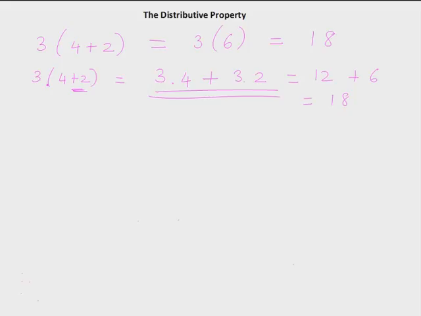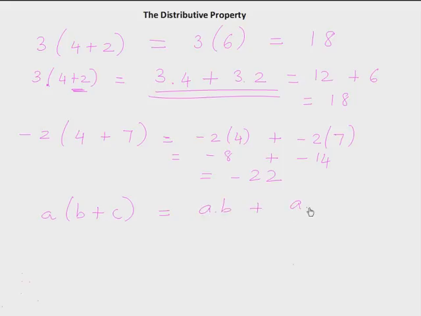Let's look at another example. Minus 2 times (4 plus 7). Here the minus 2 will distribute across the addition, so it will become minus 2 times 4 plus minus 2 times 7. Notice that the minus 2 is multiplied into both the numbers in the brackets, so it becomes minus 8 plus minus 14, which is minus 22. So the distributive property works like this. A times (B plus C) is A times B plus A times C.